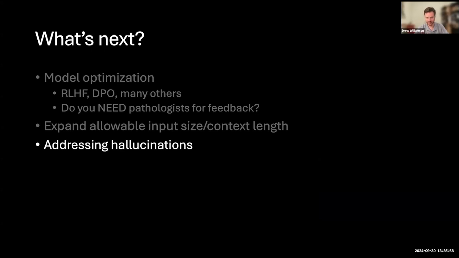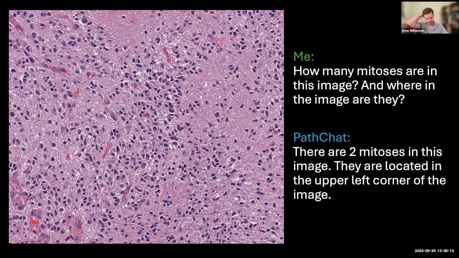I think a big one is addressing hallucinations. Hallucinations are inconvenient when you're using ChatGPT to help you write an essay, but if you're going to deploy something like PathChat for clinical use, it could be potentially deadly. Just as an example, I gave PathChat this image from a glioblastoma, a type of brain tumor, and I asked it to count how many mitoses are in here. It's important to know we did not train PathChat to count mitoses or identify them in images. Mitoses are cells dividing.